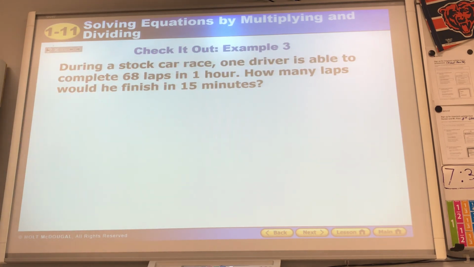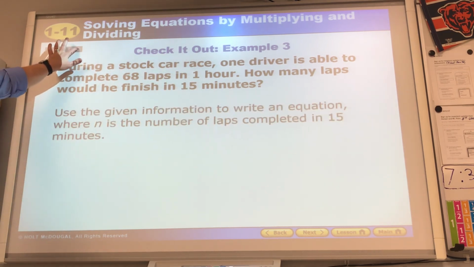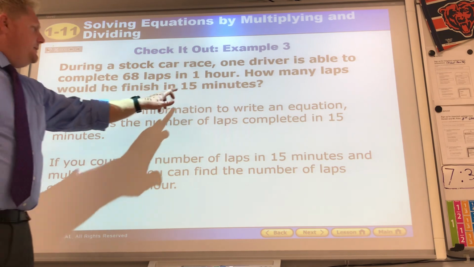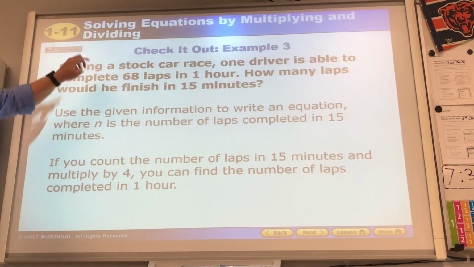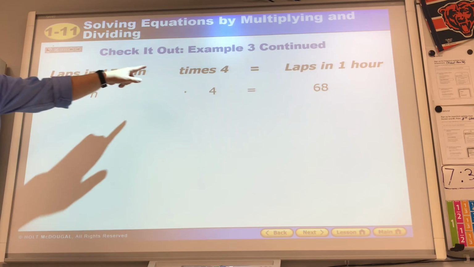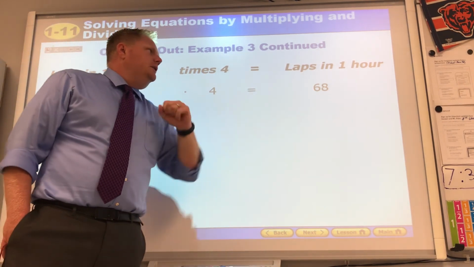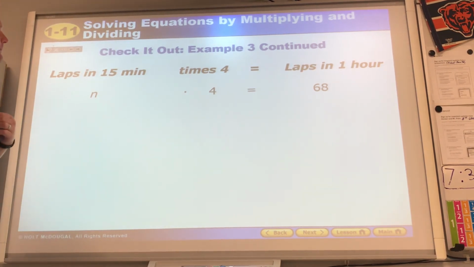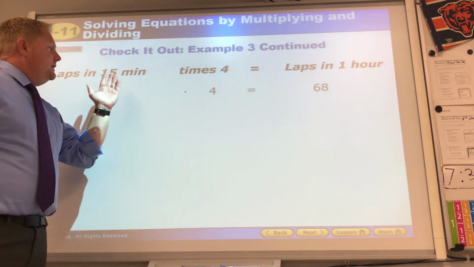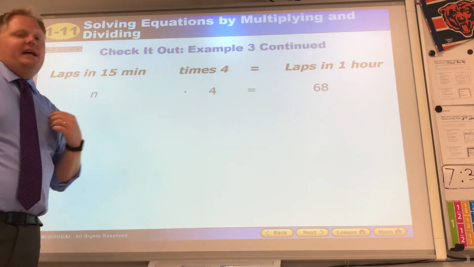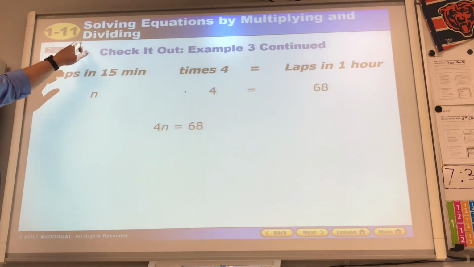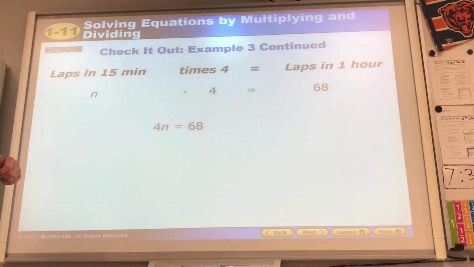During a stock car race, one driver is able to complete 68 laps in 1 hour. How many laps would he finish in 15 minutes? So, we have to figure out, well, 15 minutes goes into an hour 4 times. 4 times whatever it is in minutes gives us our total laps in an hour. So whatever it is, 15 minutes, that goes into an hour 4 times, so that's where you get that times 4. So now we got the equation. Grayson, what do we do?